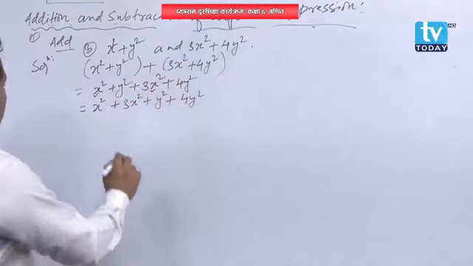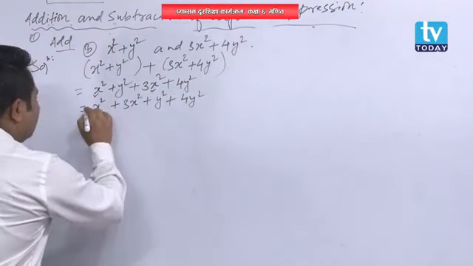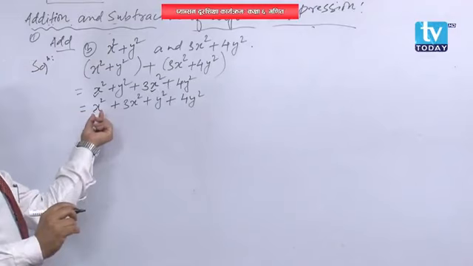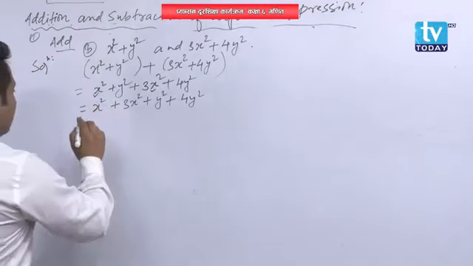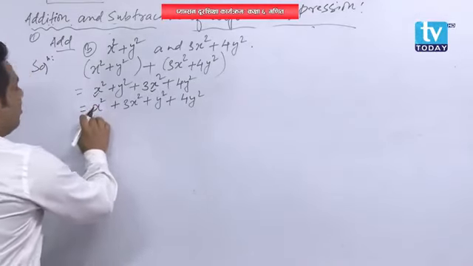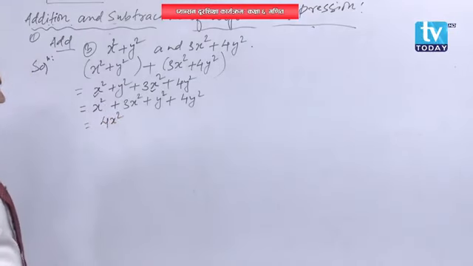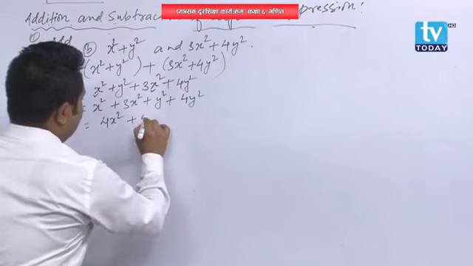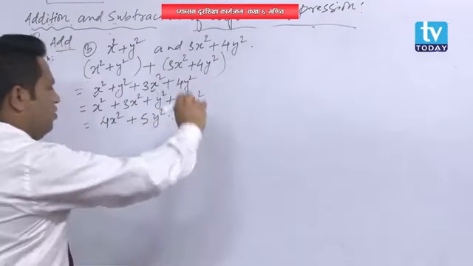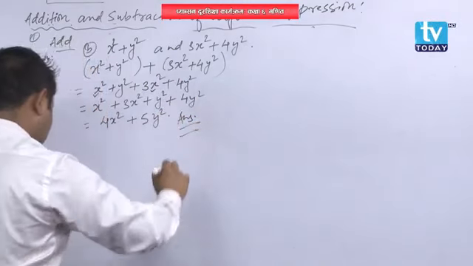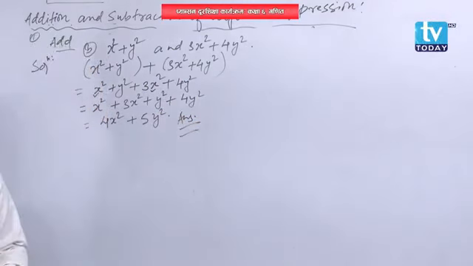Again for confirmation you can count the terms: 1 2 3 4, 1 2 3 4. Okay, now if there is no number in front, the coefficient will be 1, then 1 + 3 = 4, so 4x² + 5y². This is the answer for this question. Is that clear? Understood?